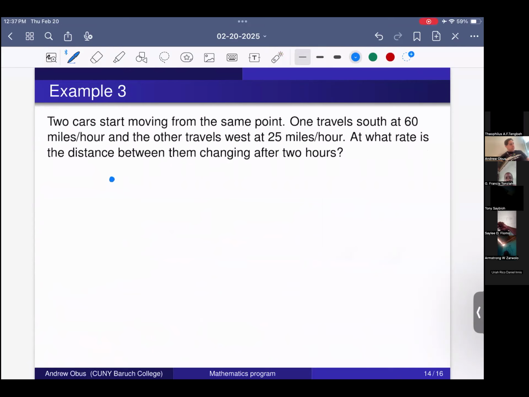Okay, so again, step 0, we're going to draw the picture. Maybe I'll start the point over here. One car is traveling south, and the other car is traveling west. So this is car A, and this is car B. And car A is 60 miles an hour. And this is again going to form a right triangle because of how they're being drawn.